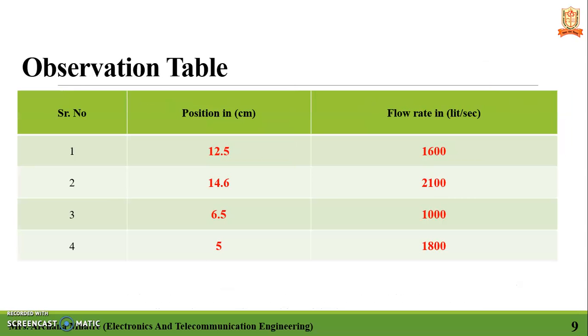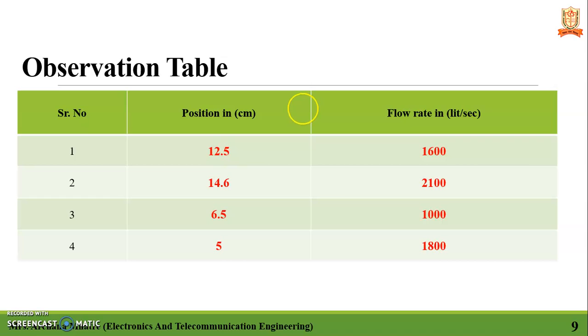Now this is the observation table. In the observation table you can see there are two columns. The first is position in centimeter, which is the float position, and the second is flow rate measured in liter per second.